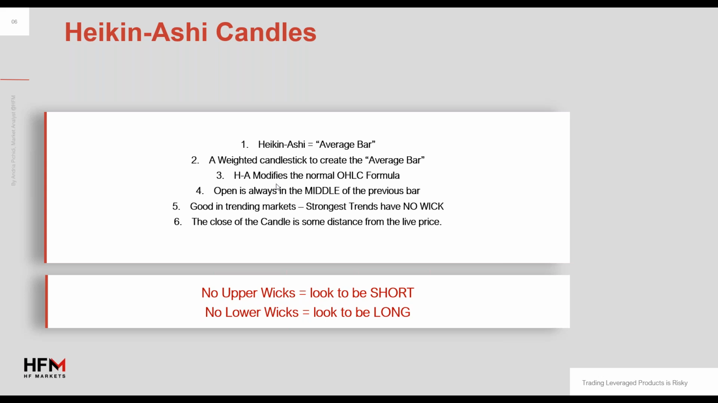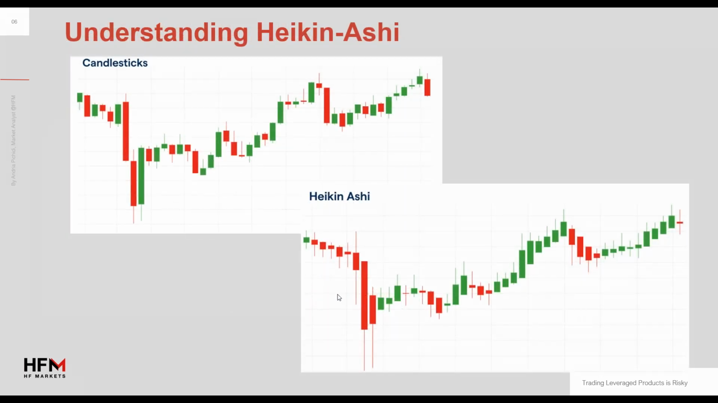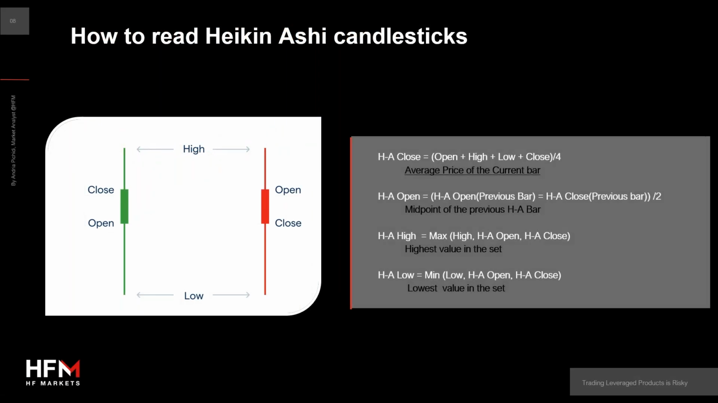But have in mind that if you don't have an upper wick, that suggests a bearish market, so it looks to be short. If you have no lower wick, that suggests that you should look to be long, so a bullish market. This is very briefly how to read the Heikin Ashi, but we're going to see everything right now.